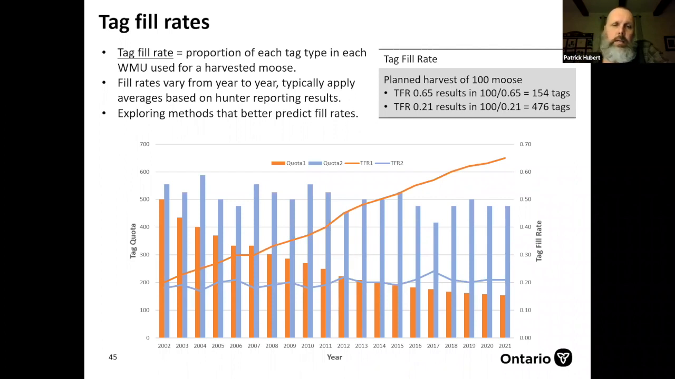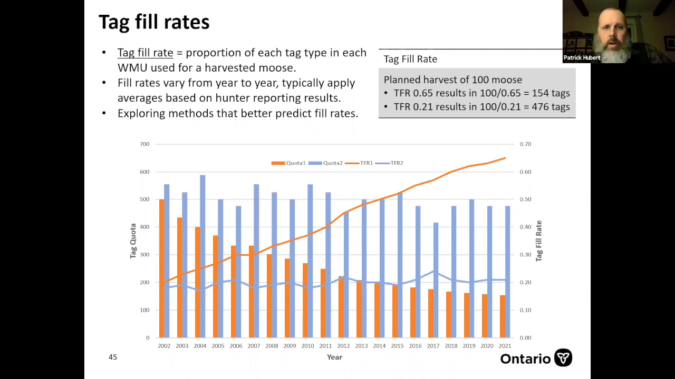And the graph at the bottom just shows how when the fill rate, which is the line, so if you look at the orange line that's increasing over time, how it influences tag quota. So the orange bars are the related tag quota in that case. So as that fill rate increases pretty rapidly over time, you see the tag quota declines over time. Whereas if you look at the blue line, which is a much more stable fill rate over time, you maintain those tag quotas in the blue bars.